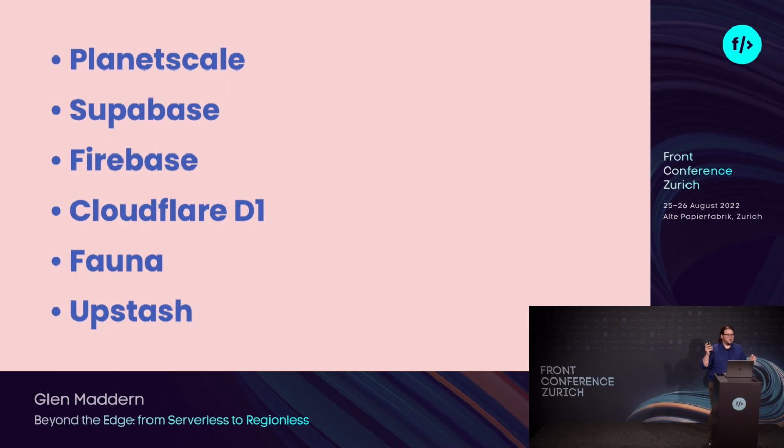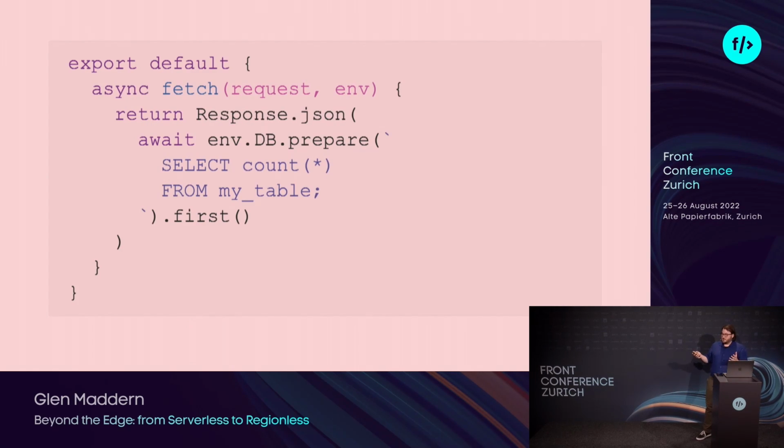So PlanetScale does this for MySQL. Supabase does it for Postgres. Firebase has their own thing. D1 is using SQLite. Fauna has their own thing, which is global and very cool. But I haven't heard of anyone using it really in anger in production, so I haven't tried it, but it looks cool. Upstash is one I found for Redis. Basically, whatever database tech you want to use, now you can wrap it up in the easiest API. And when I talk about easy APIs, this is the D1 API inside a worker.